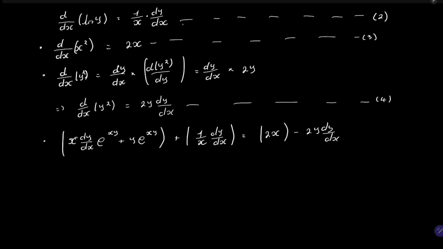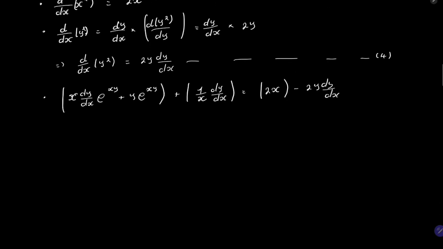But how do we use algebraic principles in order to find dy/dx? The first thing we need to do is isolate all the terms with dy/dx on one side, that is, moving the terms which contain dy/dx to the left hand side in our case. So our first term with dy/dx is the term x dy/dx e^(xy). What's our next term? Plus 1/x dy/dx.